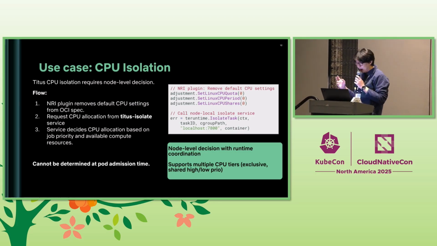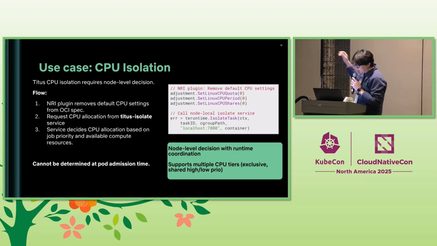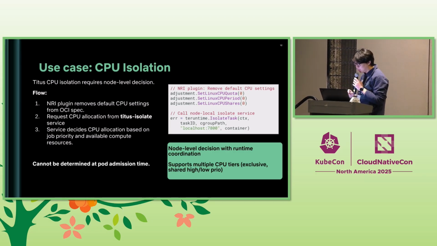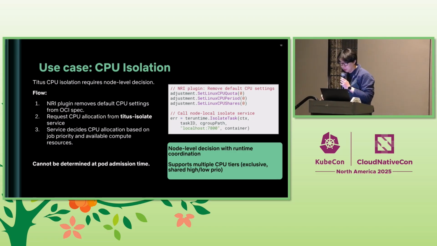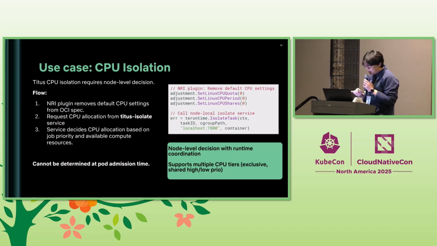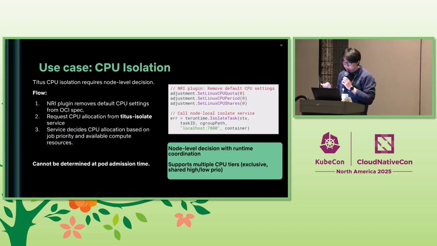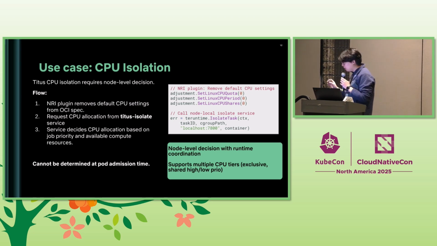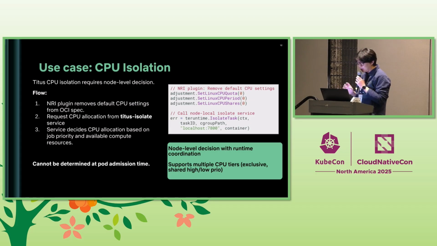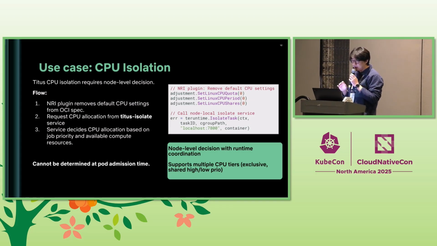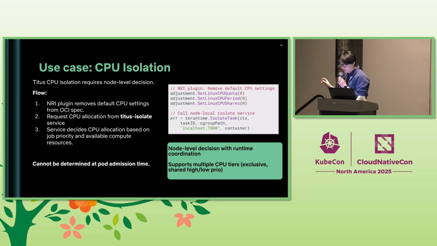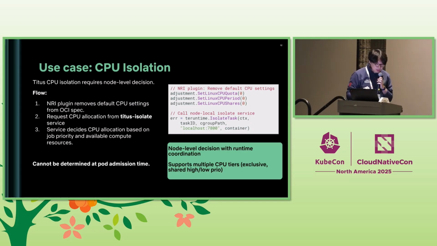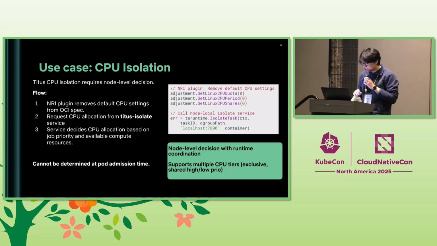In terms of flow, how it works is that the Titus control plane sets a CPU tier via pod annotations, dictating whether the particular workload should use exclusive CPU or shared CPU pools. The NRI plugin then removes the kubelet's default CPU settings and delegates to a node-local service that we call Titus isolate. Titus isolate is responsible for tracking CPU allocations. For the exclusive tier, it assigns dedicated CPUs via cpusets. For the shared tier, it assigns quota in a shared pool depending on the workload priority.